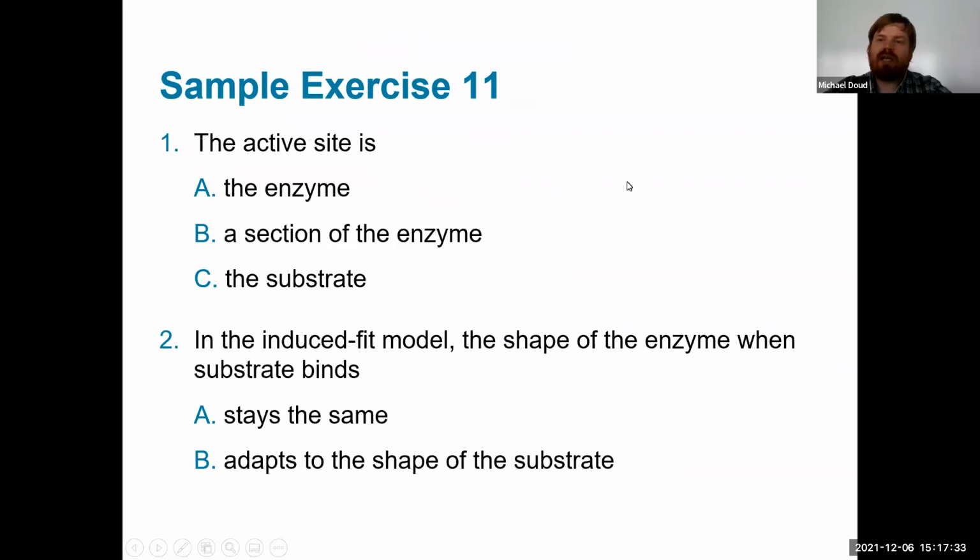Okay, so let's go ahead and take a quick quiz on this idea of enzymes here. So pause the video here, answer these questions by checking your notes, and then when we come back, we'll have the answer available to you.